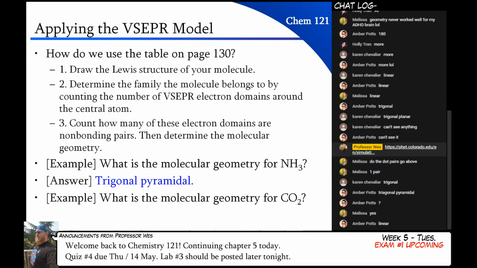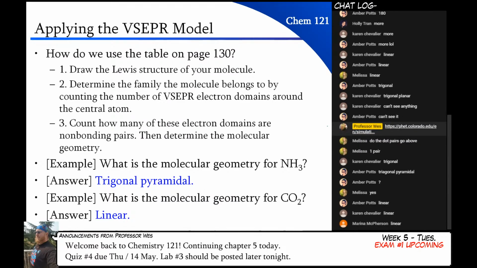It is indeed linear. Very good. And the reason that it's linear is because there are 2 electron groups on CO2, the double bonds coming out of the C. And of those 2 electron groups, none of them are electron pairs. All right, that's molecular geometry.